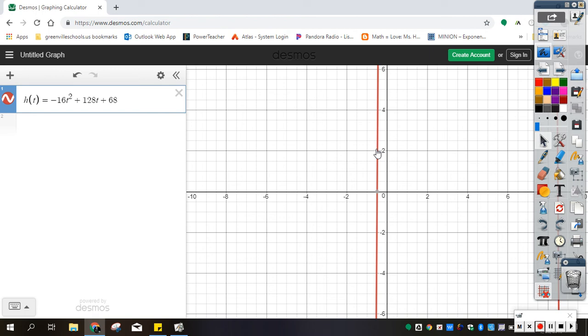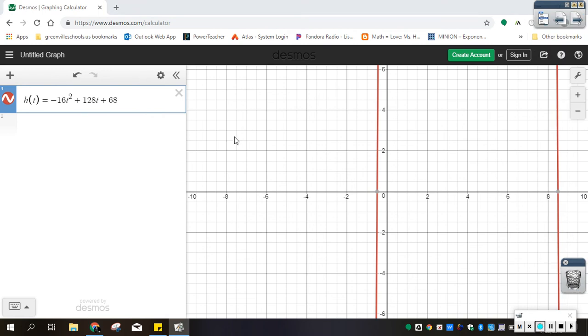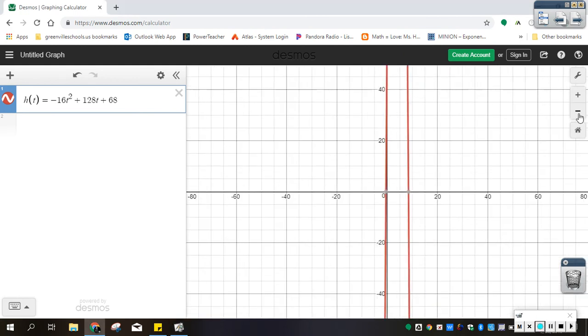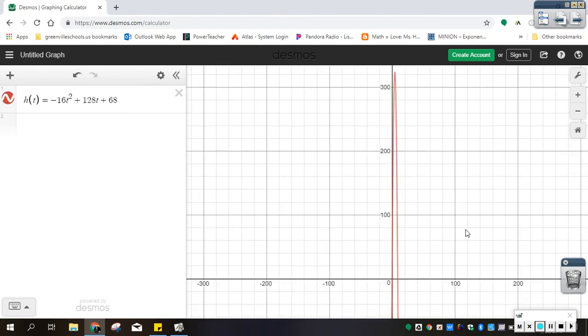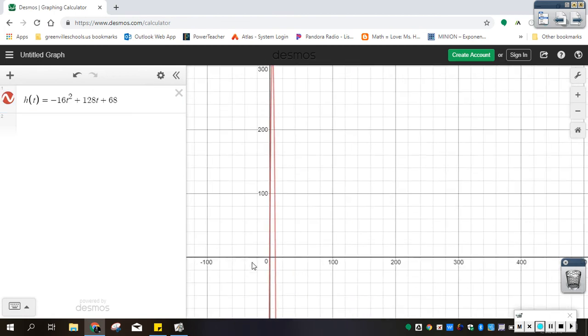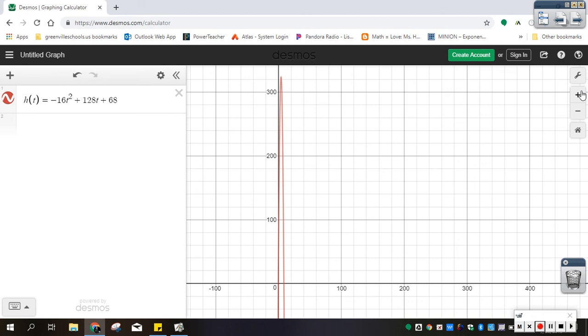And when I first graph that, it can be really hard to see the entire parabola, because if you think about it, we started at a height of 68 feet, so our initial height would be way up high on the y-axis. So I'm going to zoom out until I can see my entire parabola, and let's see if I can maneuver this a little bit.